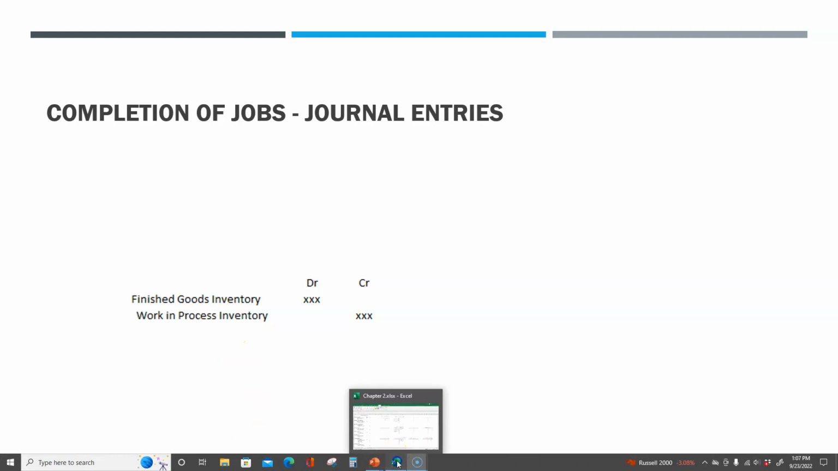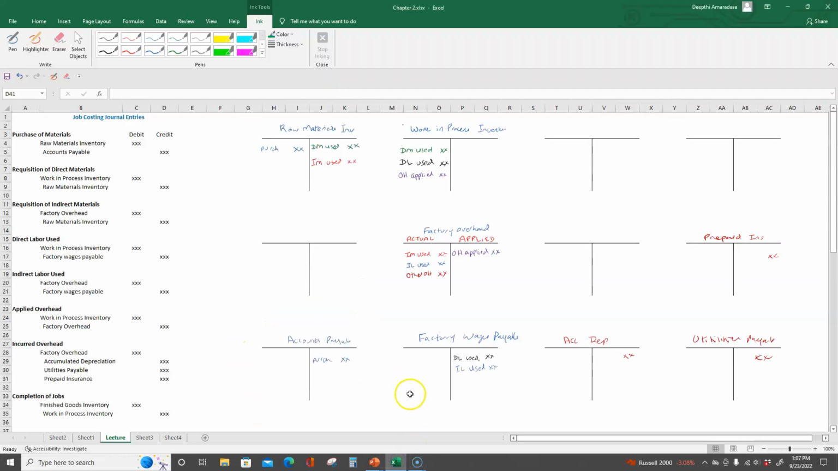Let's go to Excel and complete those entries. I'm going to pick a different color. Again, this is the completion of a job. Your work in process is where all the direct materials, direct labor, and the applied overhead is recorded. When the job's complete, it gets removed from work in process. So we're going to credit work in process.